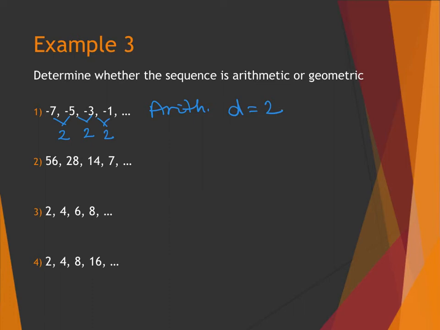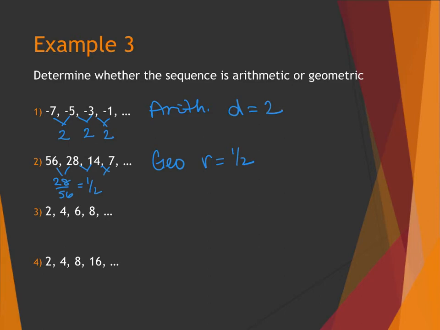Now if I do the same thing for number 2, I get 28 minus 56. Well, that's going to give me -28, but right away I can see that 14 minus 28 is not going to give me a -28, it's going to give me a -14. So I know that that's not going to be a common difference, so I'm going to look at ratios, and I'm going to say 28 divided by 56 is going to give me 1/2. I'm just going to double check. 14 divided by 28 is a half, and 7 divided by 14 is also a half. So this is geometric, and r then is equal to 1/2.